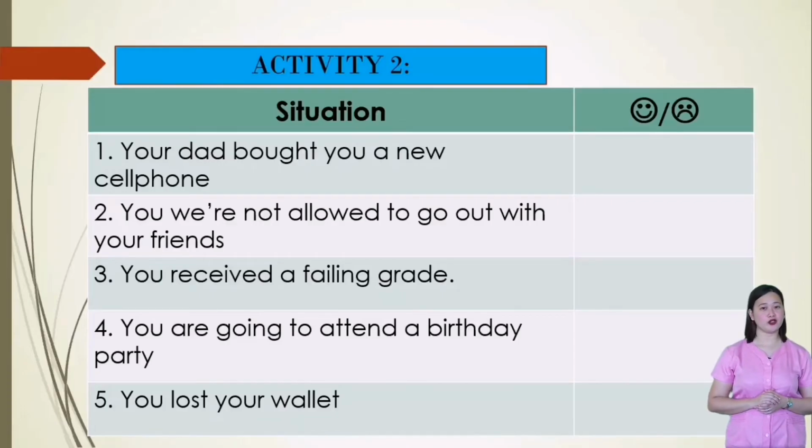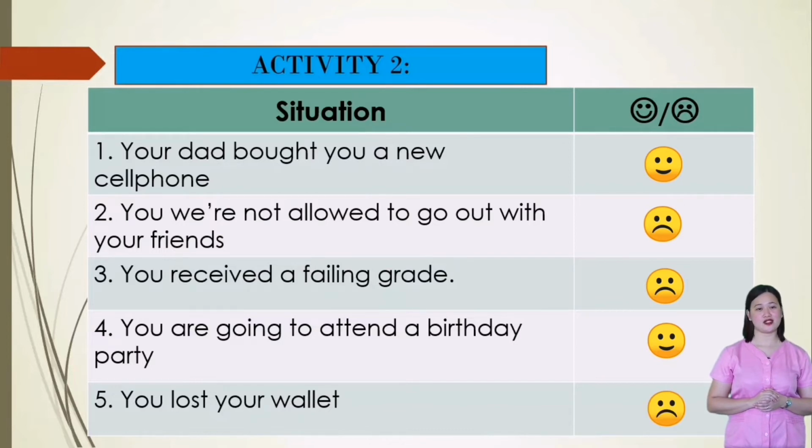Let's check if you were able to answer them correctly. Number 1. Your dad bought you a new cell phone. Happy face. Number 2. You are not allowed to go out with your friends. Sad face. Number 3. You received a failing grade. Sad face. Number 4. You are going to attend a birthday party. Smiley face. And number 5. You lost your wallet. Sad face.